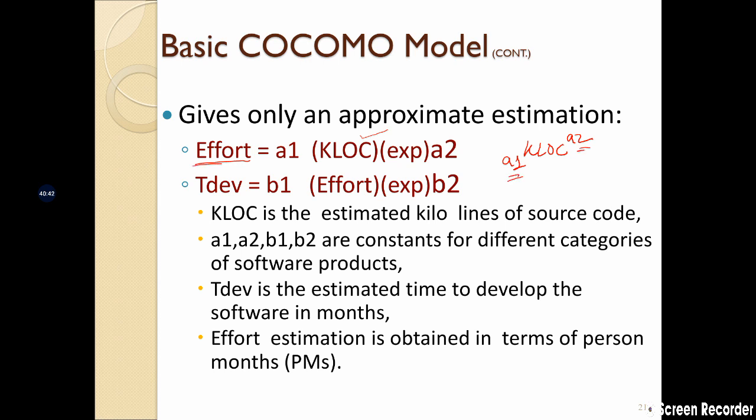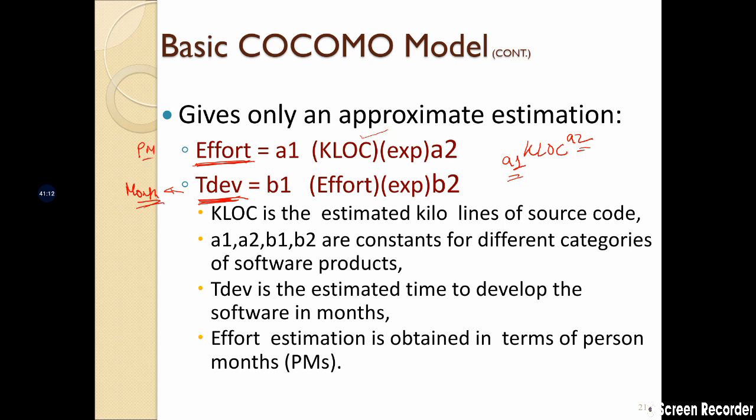Okay, so you can find the effort first, and after you find the effort, you can also find the total development time. So what is the time taken to develop that particular software? Basically you get the total development time estimation in months. So the value that you get for TDEV is going to be in months, and your effort is going to be in person months.